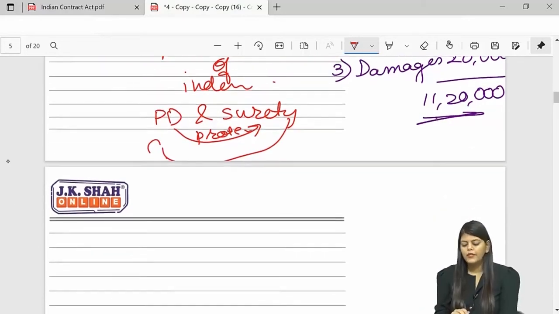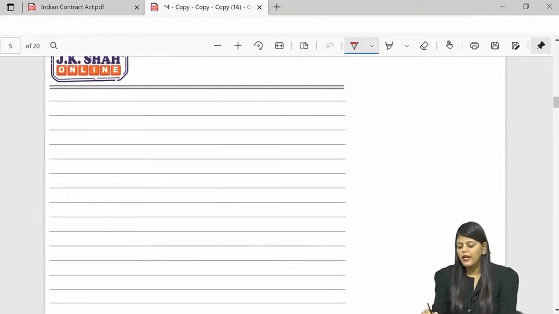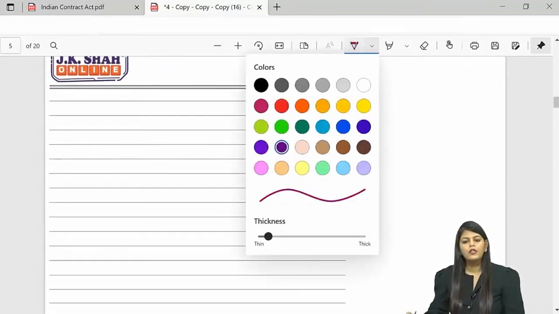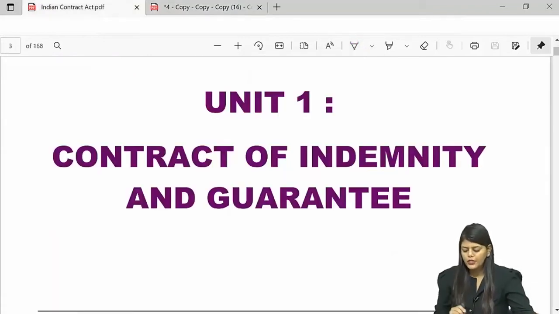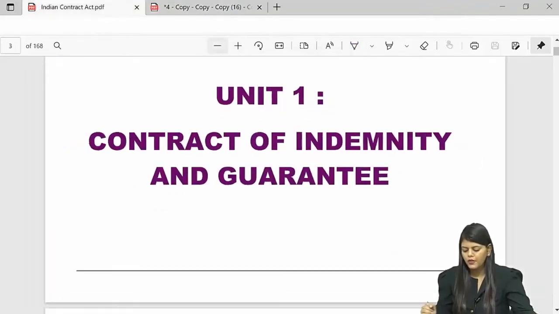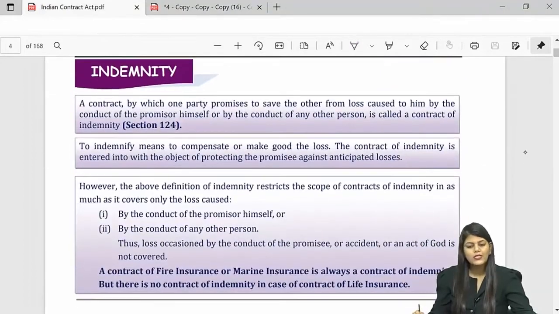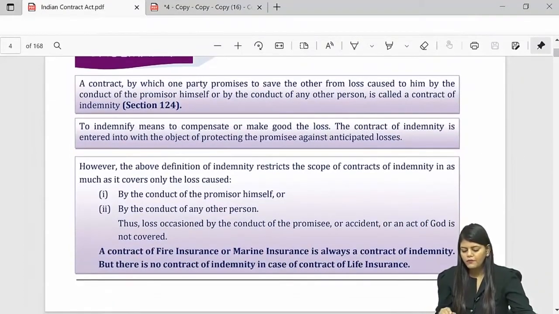Clear? Yes. Then the next crucial parts. Yes, other things coextensive and all that is okay. If you see in the textbook, you have the same textbook, but just see. Indemnity we saw. It is a contract where one person promises to save the other from losses, either incurred due to the conduct of the promisor himself or any other person.